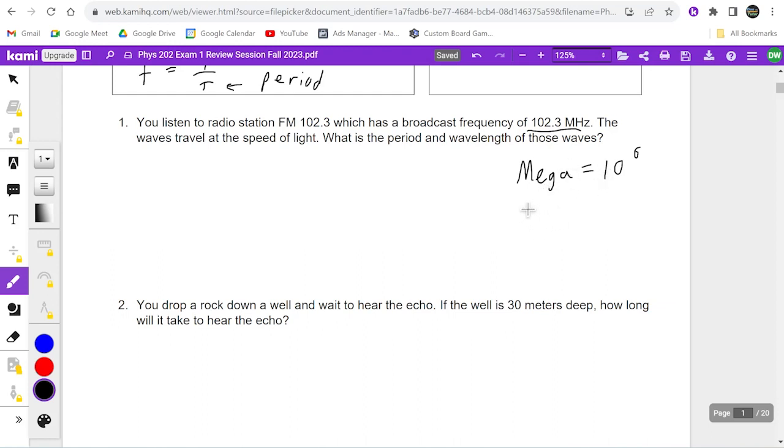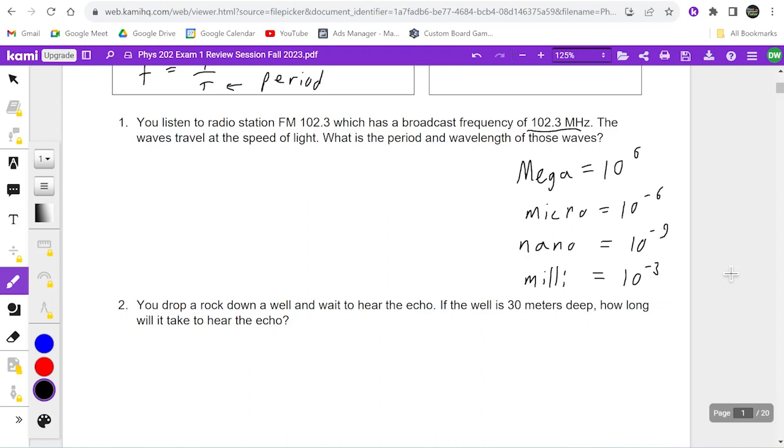Mega is 10 to the 6th. The other common one is micro, which is 10 to the negative 6. Then you have nano, which is 10 to the minus 9th. And then milli, which usually just means divide by 1,000. You can also write that as 10 to the minus 3rd. And so these are all the conversion factors we're going to need for today. I recommend memorizing all of them because they're very important.